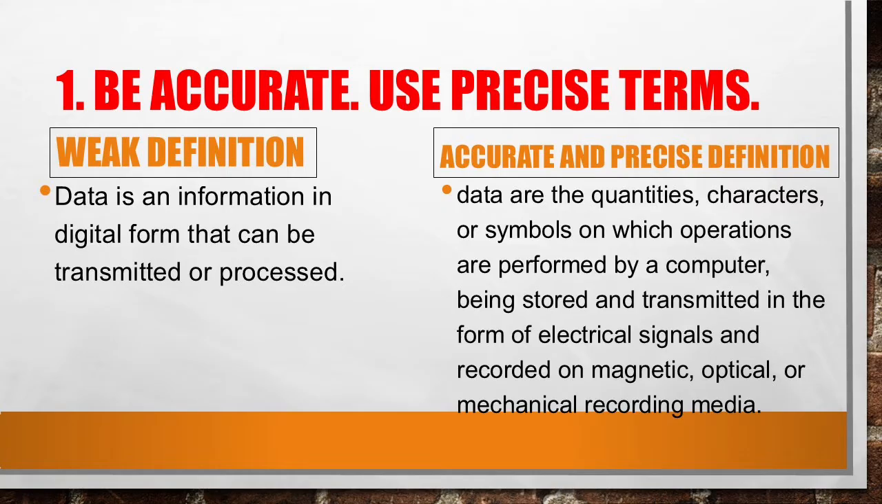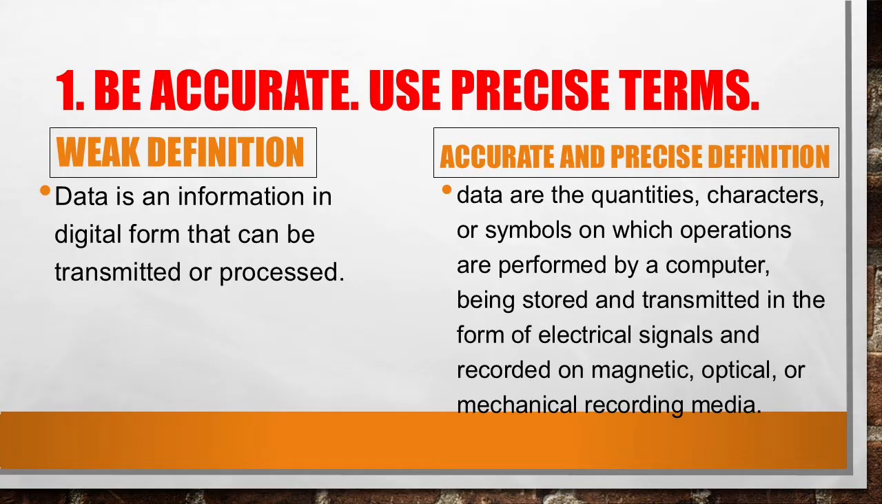So we have the weak definition here as an example. For example, the term that is being defined is data. So the weak definition could be data is an information in digital form that can be transmitted or processed. So there's not enough definition for the technical term data here.